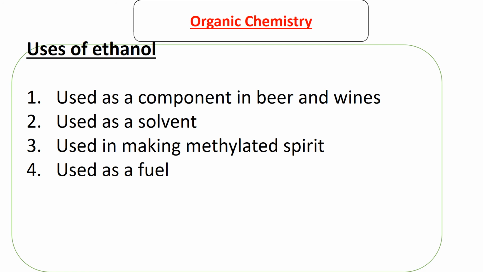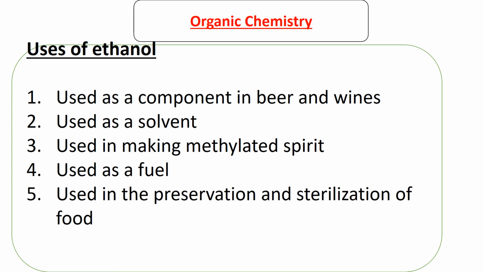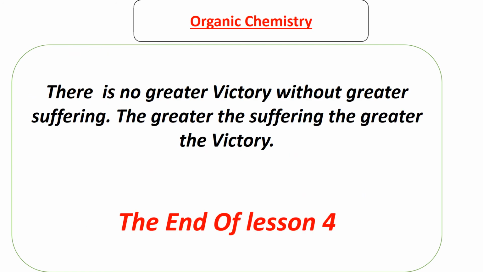Then used as a component in beer and wines, we already know that. Used in making methylated spirit, we know this. There's methylated spirit which is bluish in color. That one has alcohol. It is also used as a fuel because when you combine it with oxygen, it burns. It is flammable. Because of that, it is used as a fuel. It is also used in the preservation and sterilization of food.